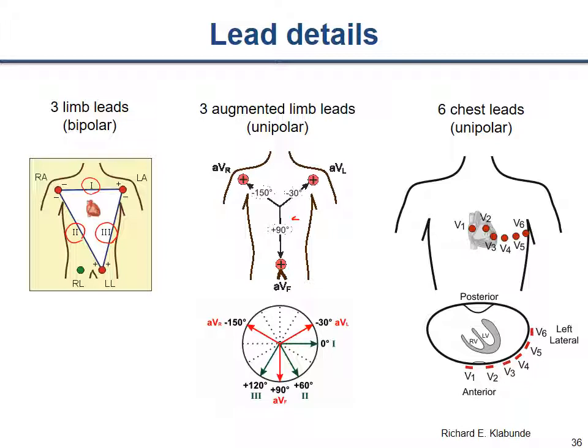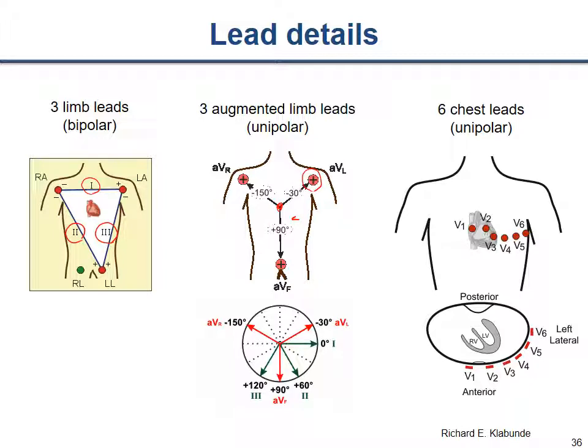Now, we also have what we call augmented limb leads, which is effectively measuring the voltage on, for example, the left arm with respect to a summed voltage of the 3 limb leads, if you will, and that's summed with specific angles to represent some internal node, if you will. And we call these unipolar leads.